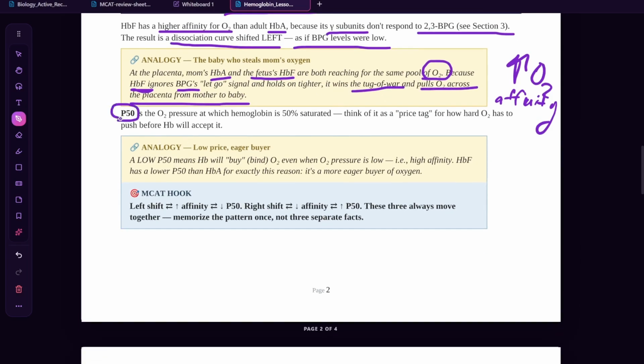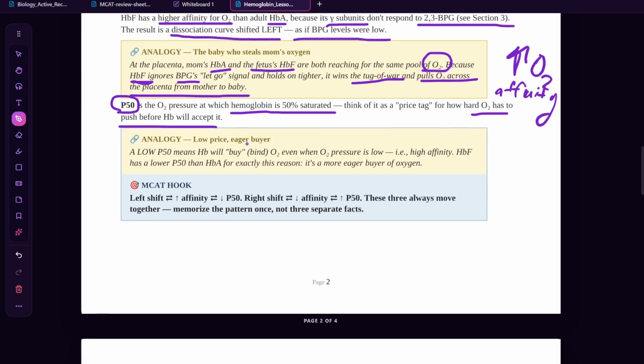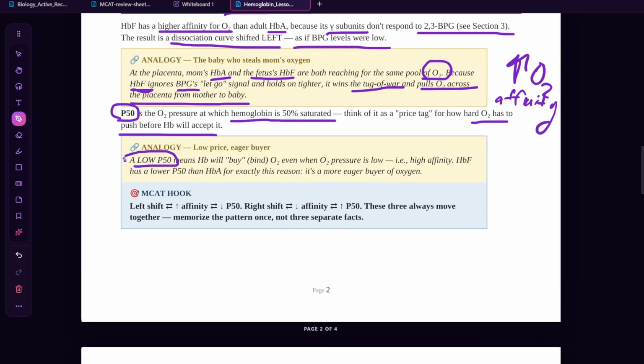And so P50 is the oxygen pressure at which hemoglobin is 50% saturated. So think of it as a price tag for how hard O2 has to push before a hemoglobin will accept it. So if you have a low P50, it means hemoglobin will take in O2 easily, even when oxygen pressure is low. So that means you have a high affinity for oxygen. So fetal hemoglobin has a lower P50 than adult for this reason. It's more eager to bind oxygen.